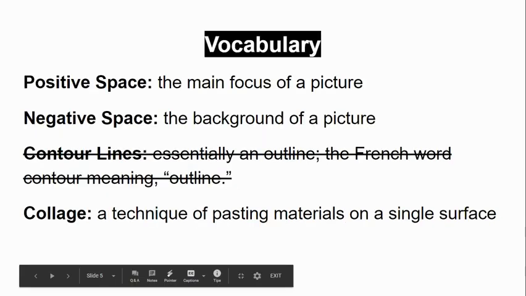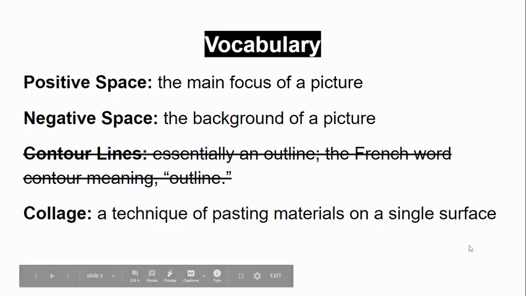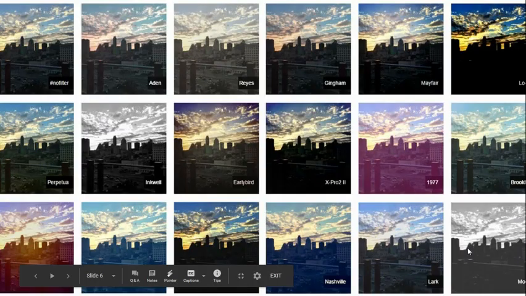So, we've already talked about contour lines, so I went ahead and crossed that one out. But the positive space for our vocabulary is the main focus of the picture, and the negative space is the background of the picture. A collage is where we paste materials on a single surface. Now, if you don't have glue and you don't have old magazines, I've got another way that we can still show the negative space, and I'll share that with you too. So don't worry one bit.